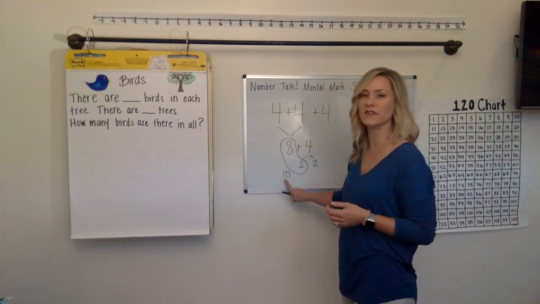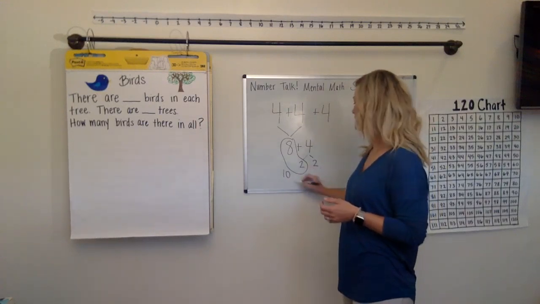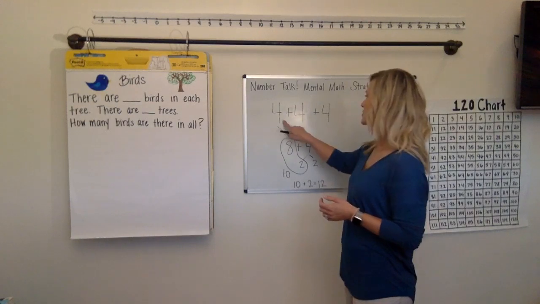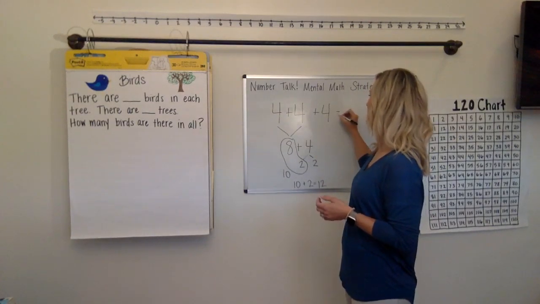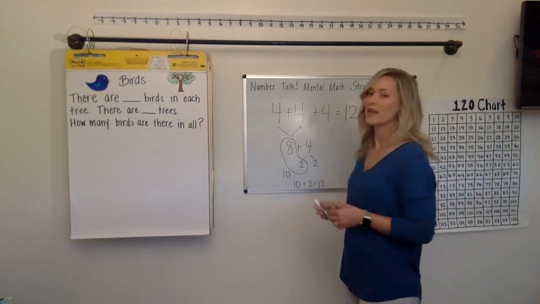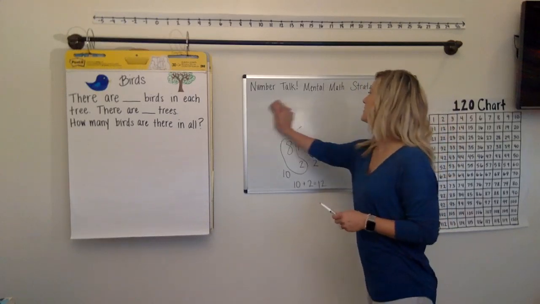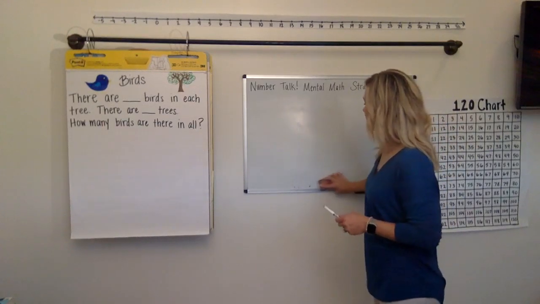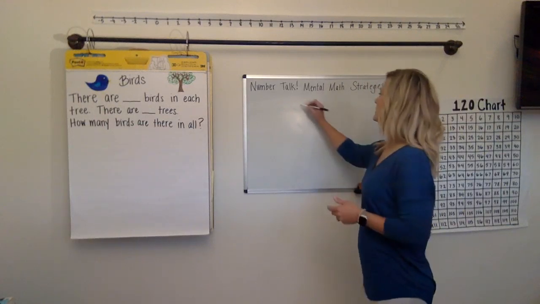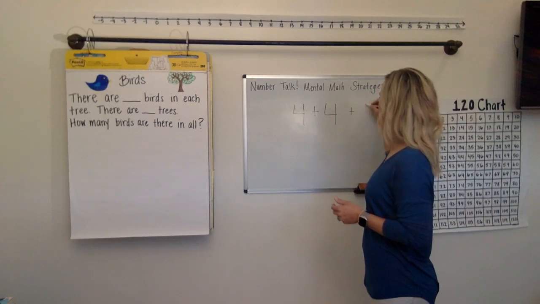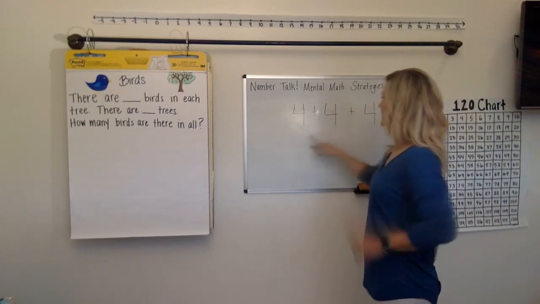And now they just have 10 and 2 more. So 10 plus 2 makes 12. So 4 plus 4 plus 4 makes 12. That's one way your child or student may approach this problem in mental math. So they may form a 10. Let's try another way. 4 plus 4 plus 4.